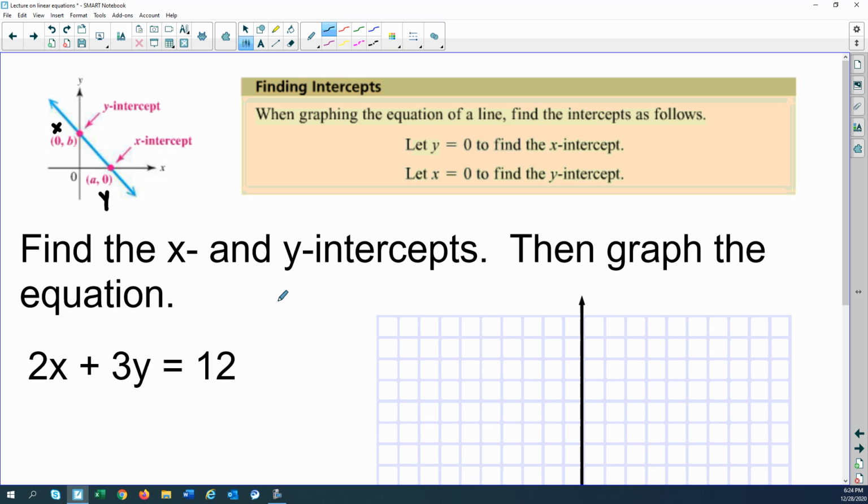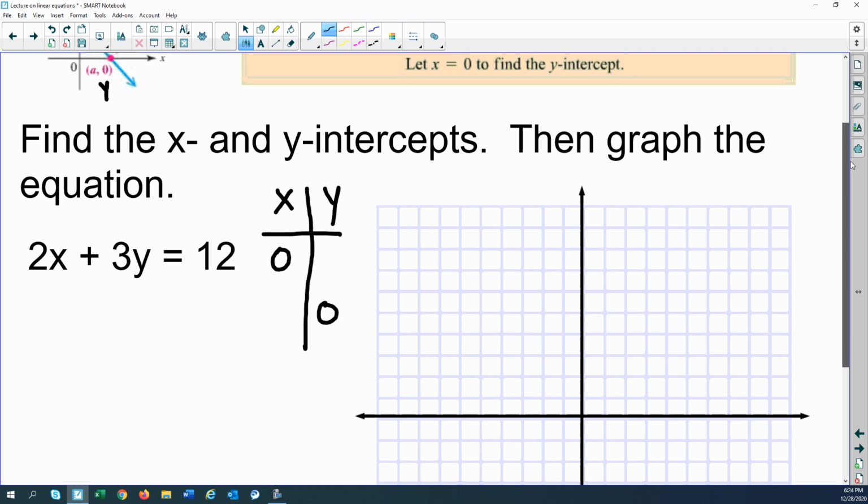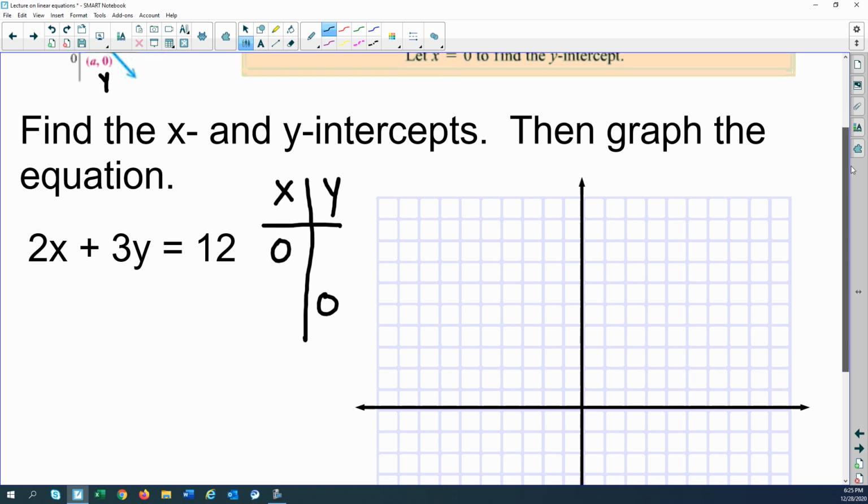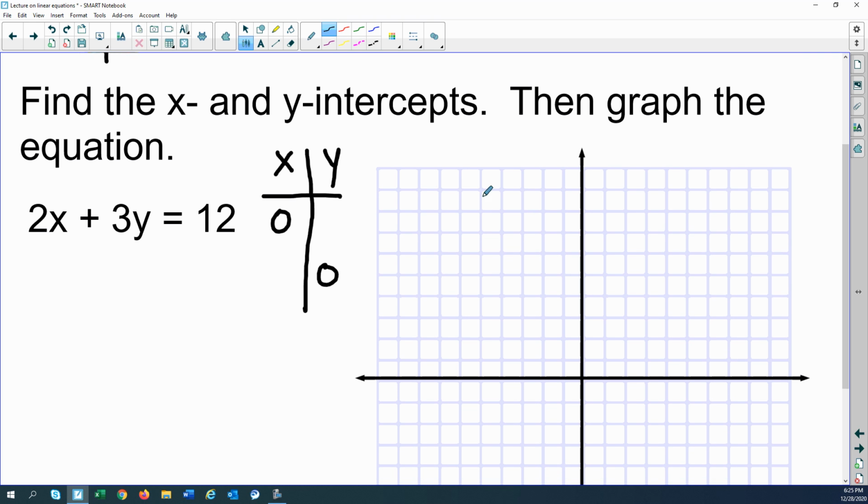So what I can do is that same idea of making a table. So I'm going to plug in 0 for the x to find the y-intercept, and I'm going to plug in 0 for y to find the x-intercept. So let's see what that would look like. And again, remember we need 2 points to get our line, so this will give us enough. Alright, so let's do the first one. We're plugging in 0 for x.